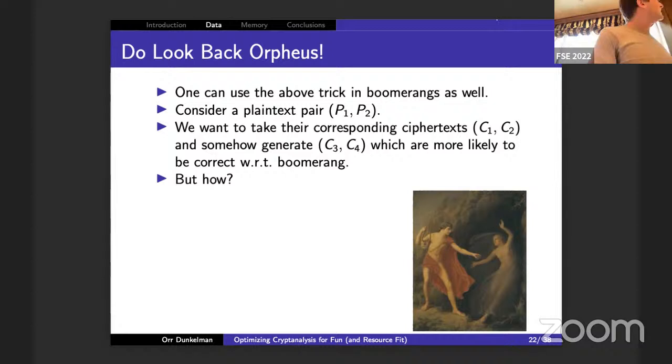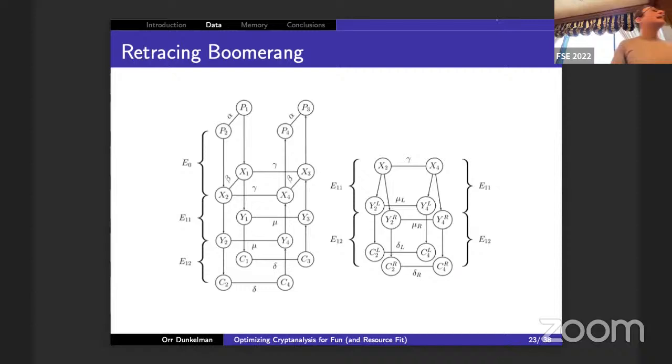So how can we exploit that? For that, we have the retracing boomerang attack, and the idea is as follows. Let's try to follow the footsteps we already walked through. You walk on the beach and then you walk backwards on the beach in exactly the same footsteps. This ensures that you go back to exactly where you want to be.